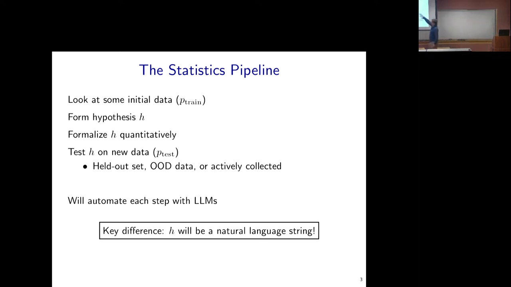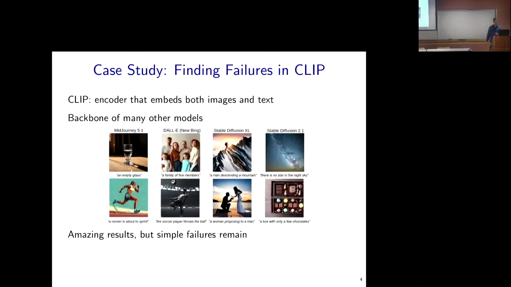So in traditional statistics, this hypothesis might just be some mathematical function, like we're saying average treatment effect is greater than 0 or something. But here, H is going to be a natural language string. And so a lot of the problem is going to be about how to formalize what a hypothesis that is only stated in natural language means in a way that we can quantitatively test it. Okay, so that's the high level.